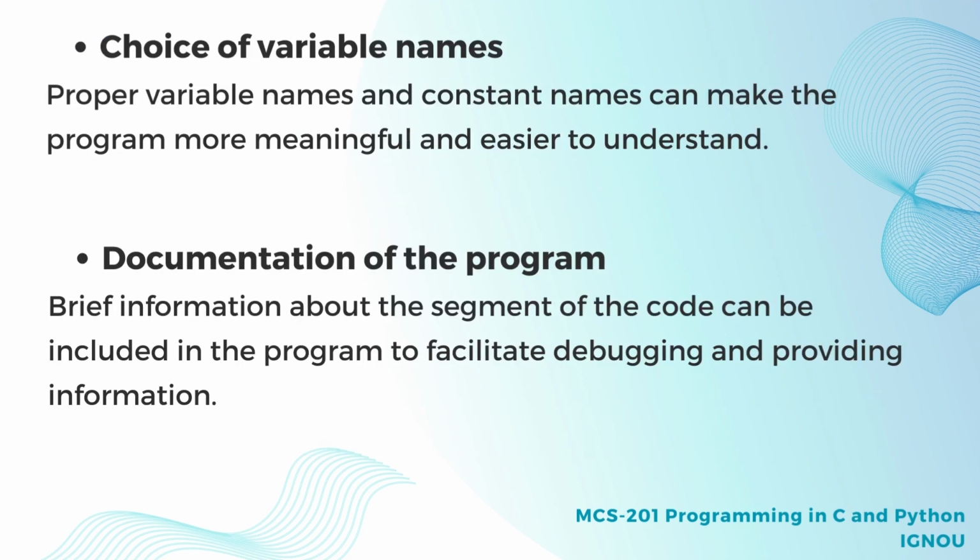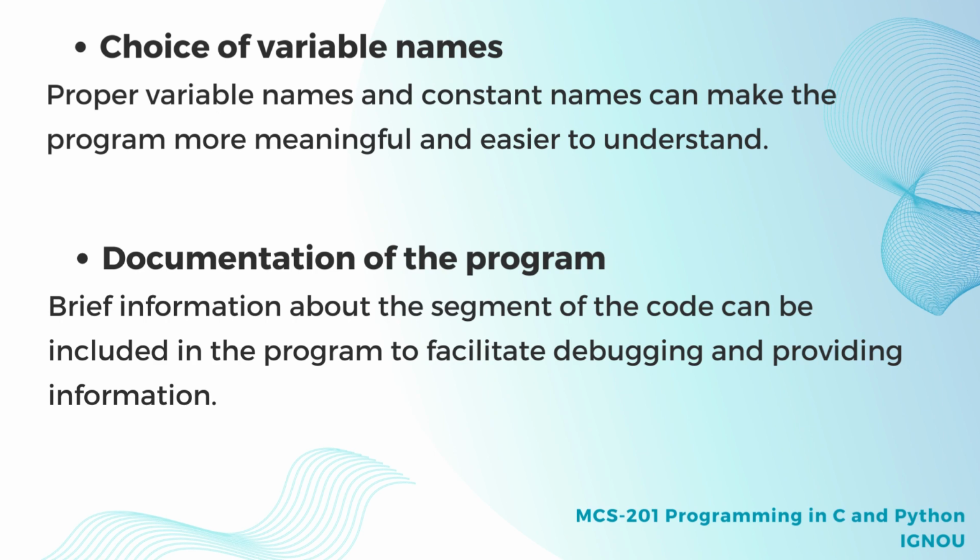The third feature is choice of variable names. Proper variable names and constant names can make the program more meaningful and easier to understand. This practice tends to make the program more self-documenting. A clear definition of all variables and constants at the start of the algorithm can also be helpful.